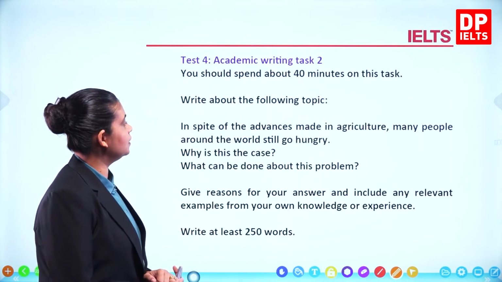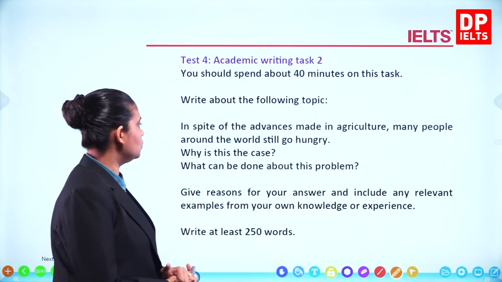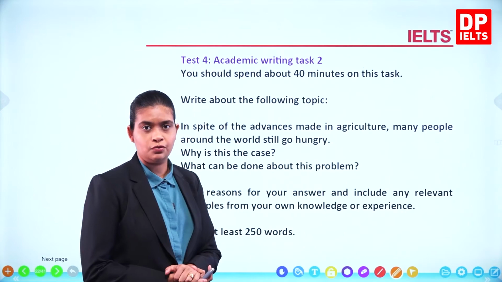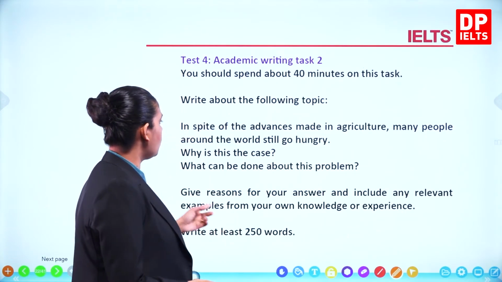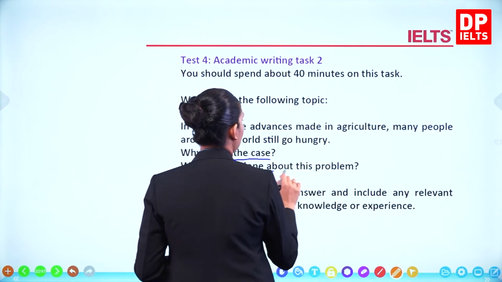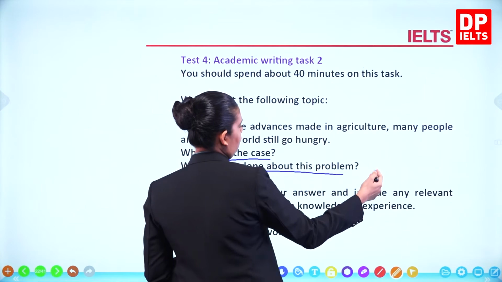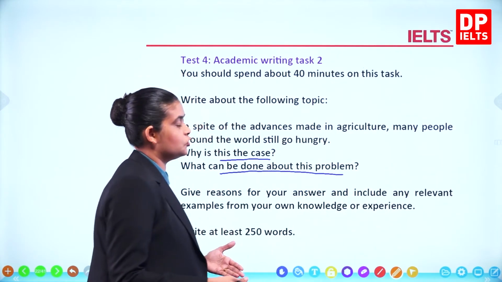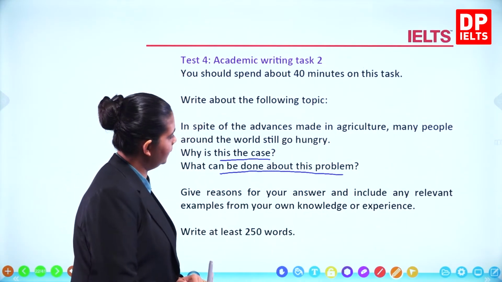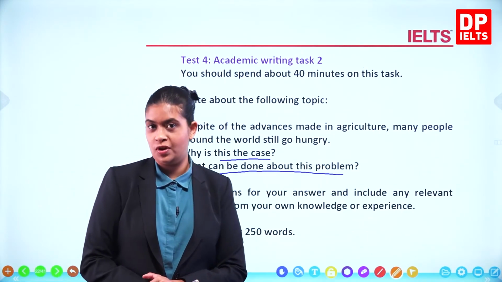In spite of the advances made in agriculture, many people around the world still go hungry. Why is this the case? What can be done about this problem? So, why is this the case? The causes and then the solutions. So, cause and solution kind of essay. Okay? So, I'd like you to do this as well for homework.